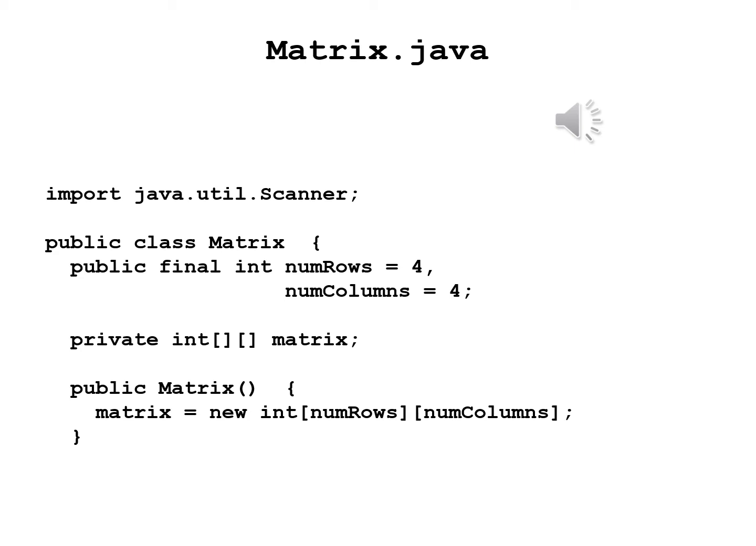Private int open close bracket open close bracket matrix, because this is going to be a two-dimensional array. And we'll have a constructor, public Matrix, matrix equals new int numRows numColumns. In this way, we have storage set aside for our matrix.